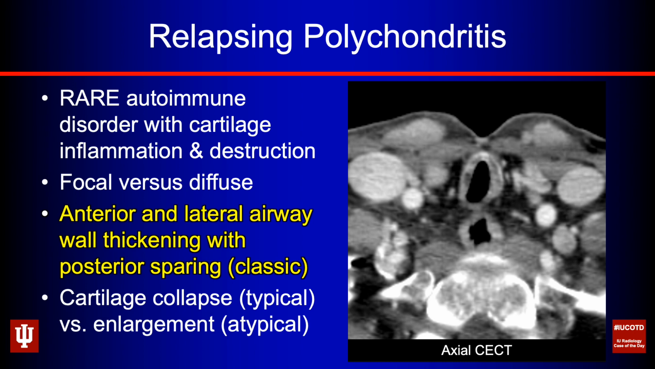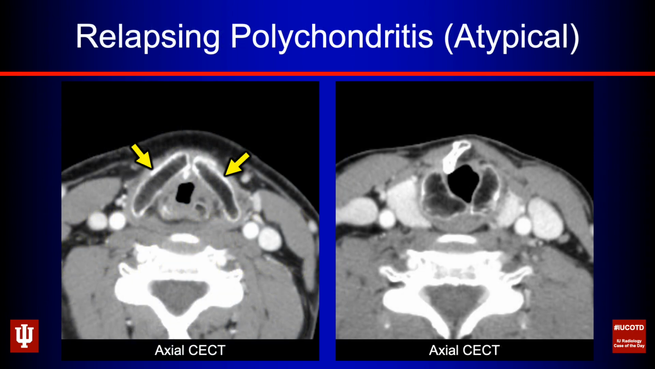Over time, the classic trajectory of this is to lead to cartilage collapse, and you can get really severe airway narrowing as a result of this. Now, sometimes, and this is quite rare, you can actually get enlargement of the cartilaginous structures due to that chronic, repetitive chondral inflammation. And this is such a case of that. This is an atypical appearance of relapsing polychondritis.